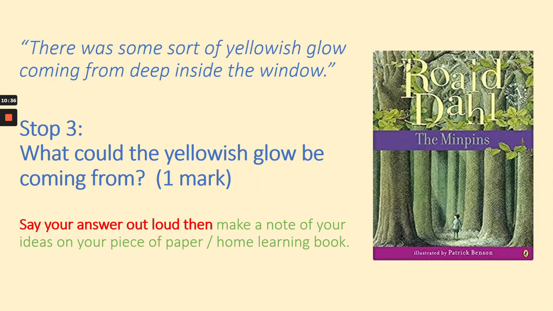My last question for you is, what could the yellowish glow be coming from? The book says there was some sort of yellowish glow coming from deep inside the window. This is in a tree branch. What could the yellowish glow be coming from? How many marks is this question? Exactly. A 1-mark question needs a short, snappy answer.